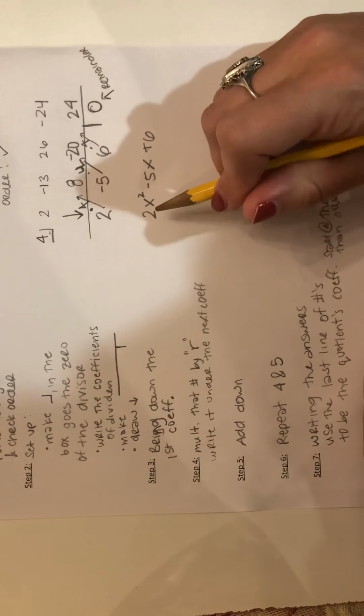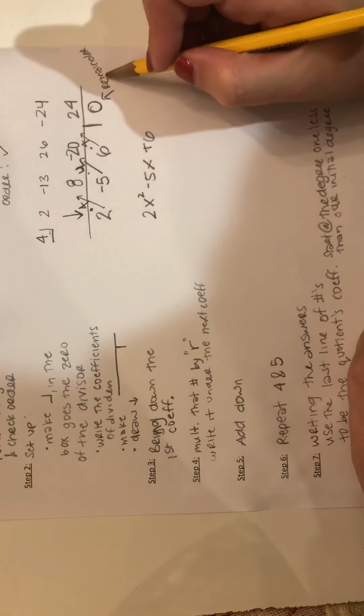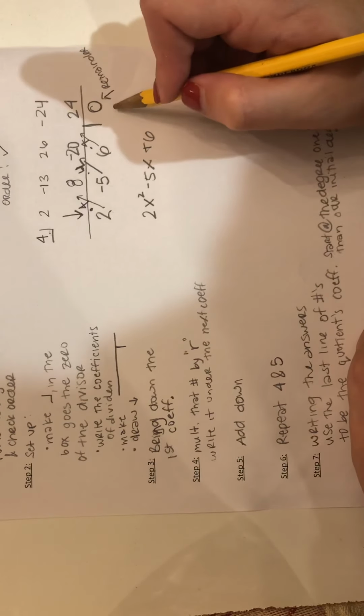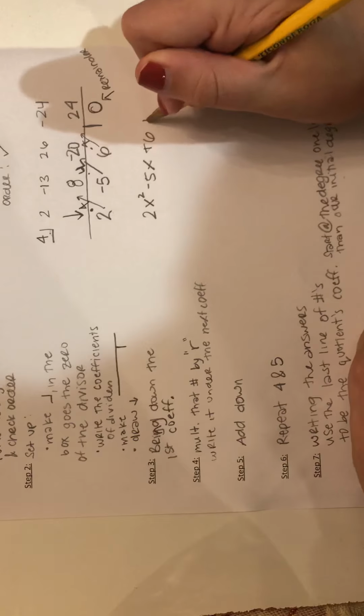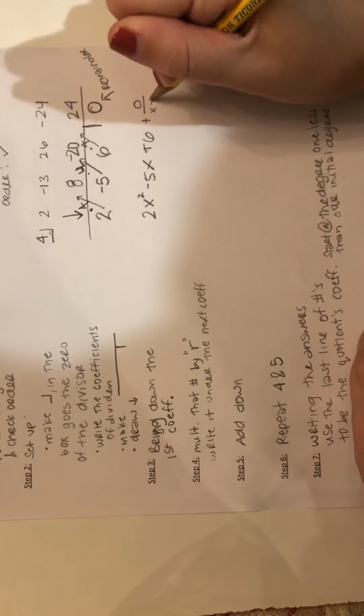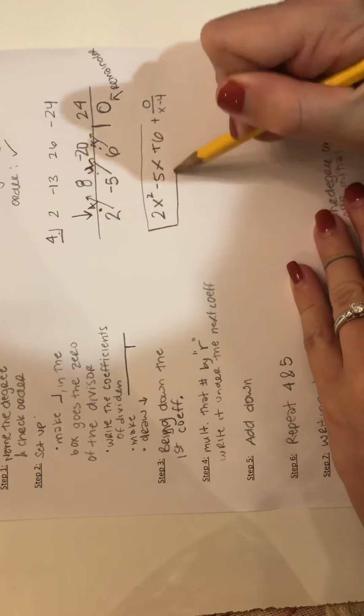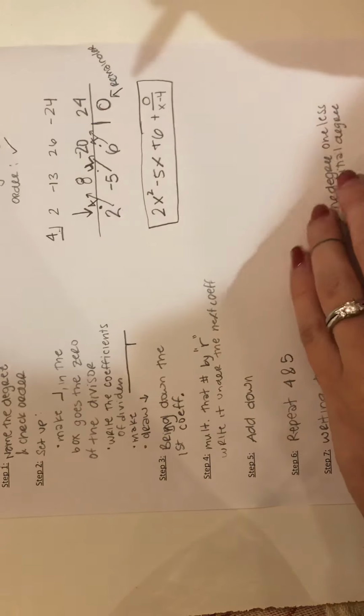Add plus signs where needed. If they already have subtraction signs, leave that there. The remainder is 0, so we don't have to write it. But if it was a number, we would then write 0 over x minus 4, just like we did before. Box your answer, and there's your quotient.